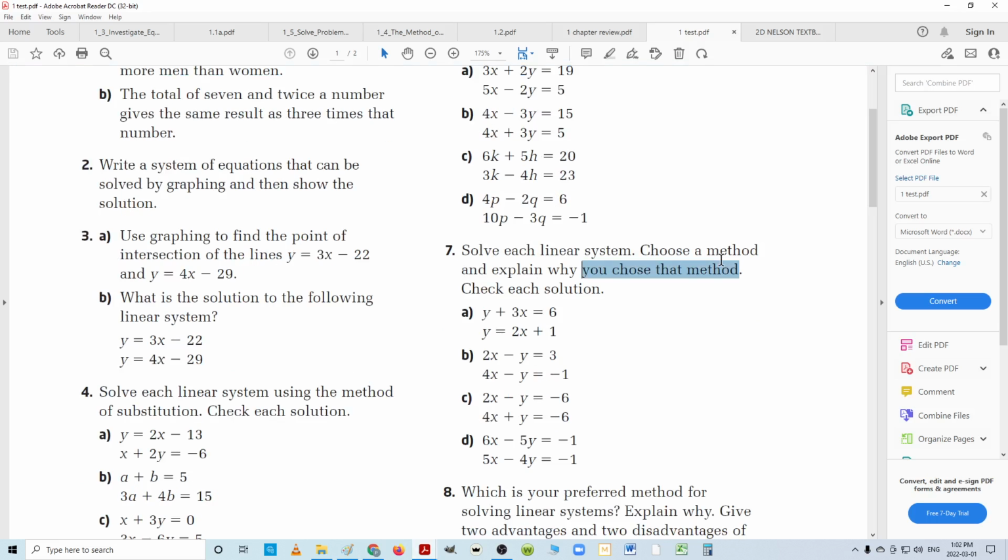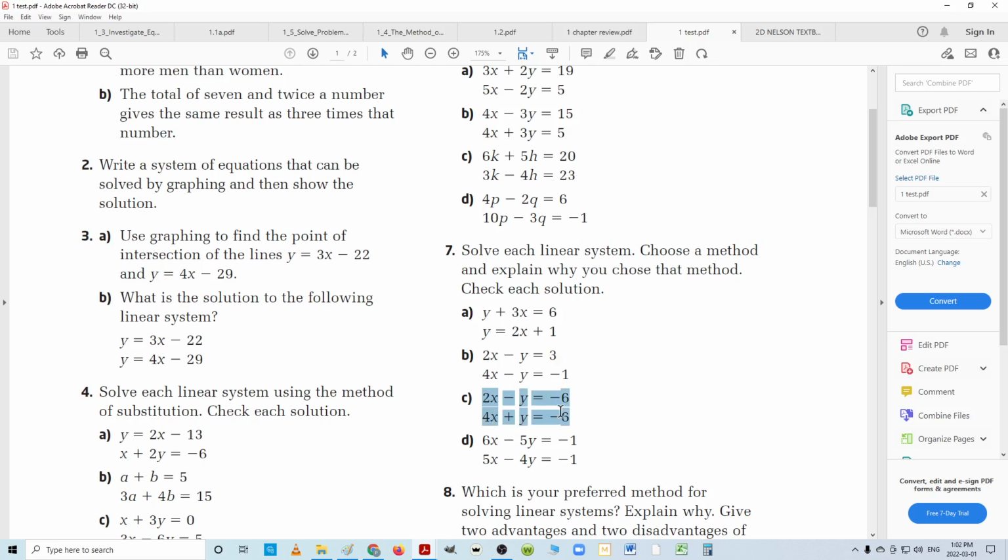And then you just go through and you continue with the tests like this. Solve each linear system, choose whatever method you want. So here you could do substitution. Wherever I see y in this equation, I would replace it with this. Here, since these match, I'm just going to add them together because they have the same sign. So when I add these two x's together, I get 6x. These will disappear. And when I add these together, I get 2. So 6x is equal to 2. X is equal to a third.